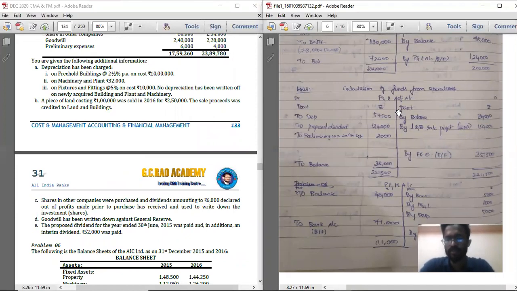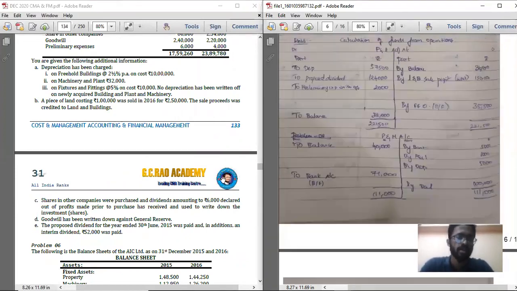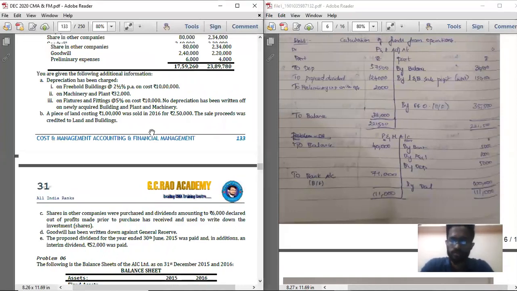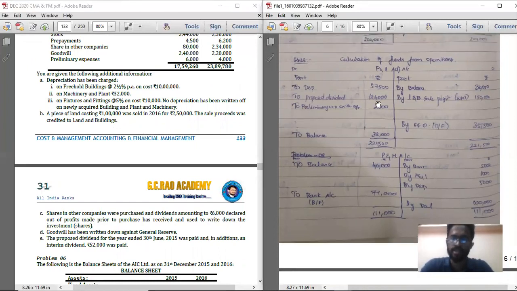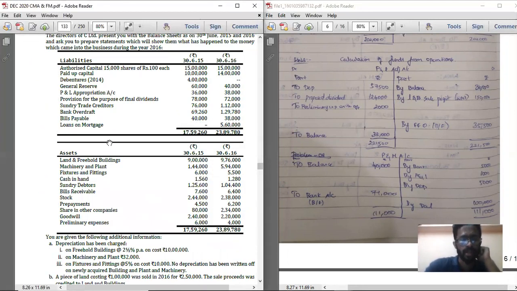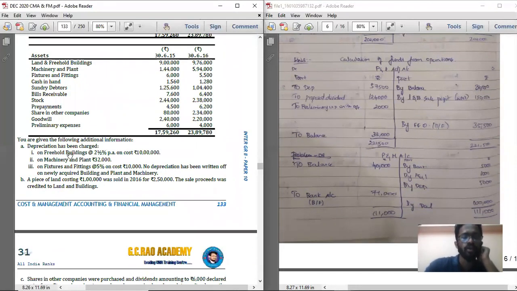Funds from operation, simple. One more thing you should take into account is that a piece of land costing 1 lakh has been sold. For land there is no depreciation. For freehold buildings and land, they have given both together, 9 lakh 76. But freehold buildings alone cost 10 lakh rupees.